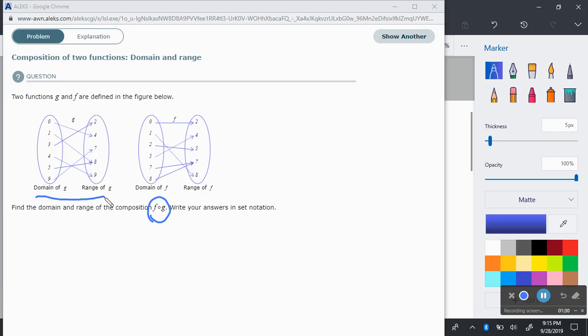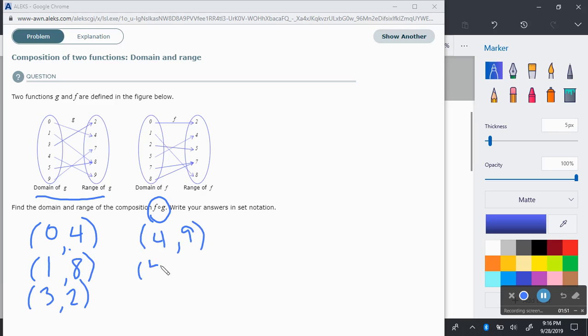And they form a lot of different ordered pairs. So the element 0, if you notice the arrow, goes to 4. And so that becomes the ordered pair (0, 4). Then (1, 8), (3, 2), (4, 9), (5, 8), and (9, 7). Now these are functions because each of the x values only gets one y value. There are no x's repeating.